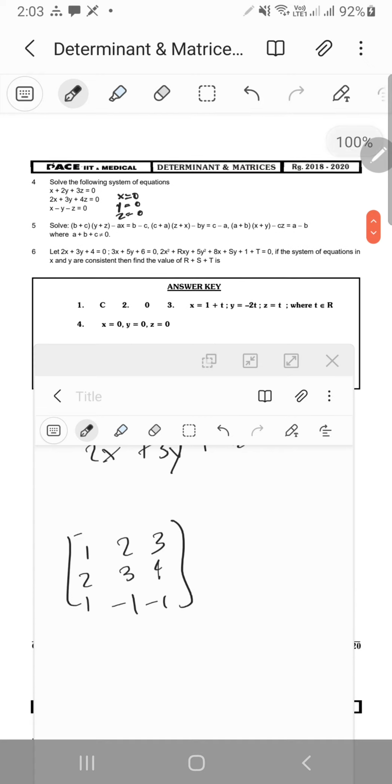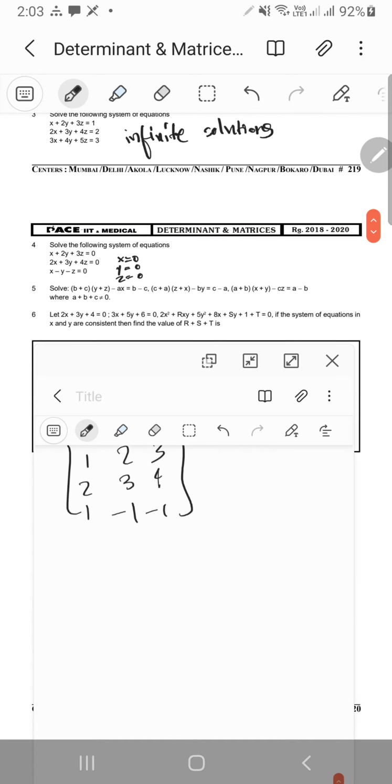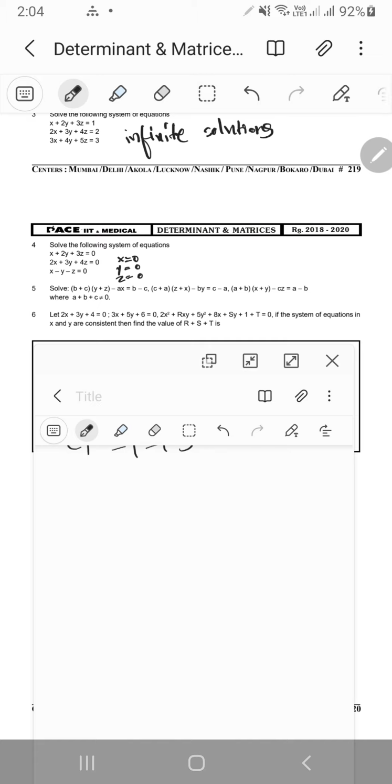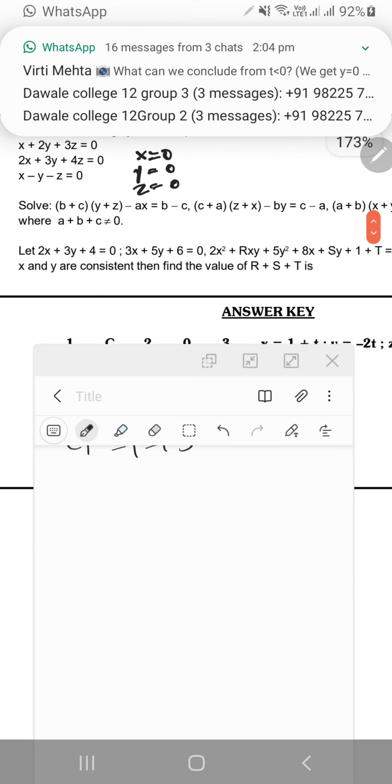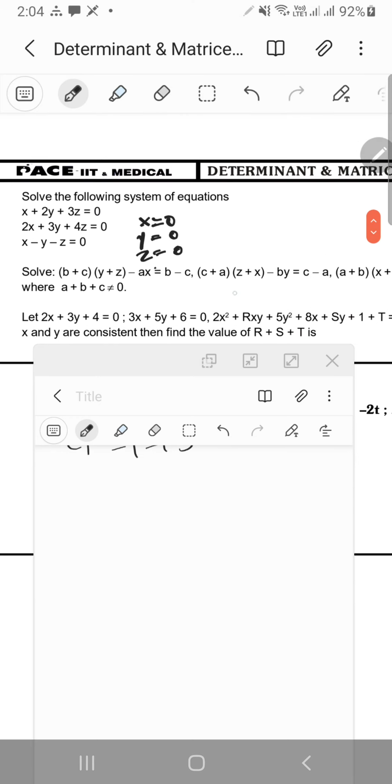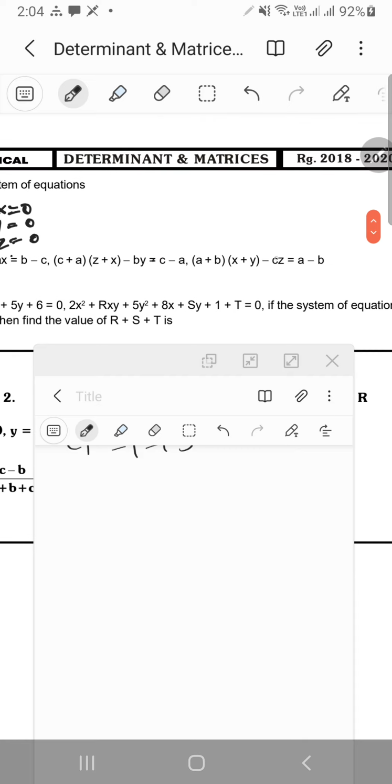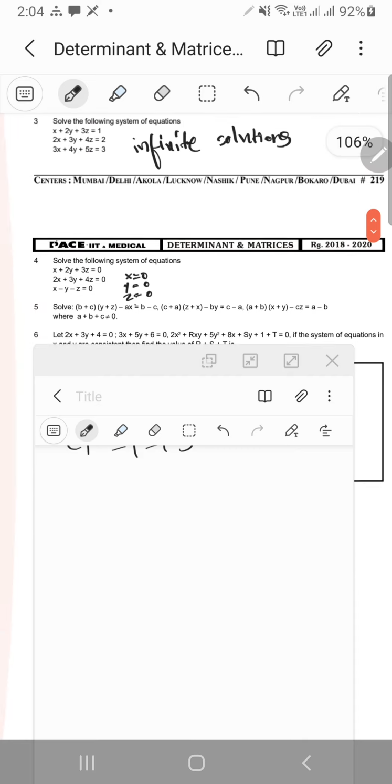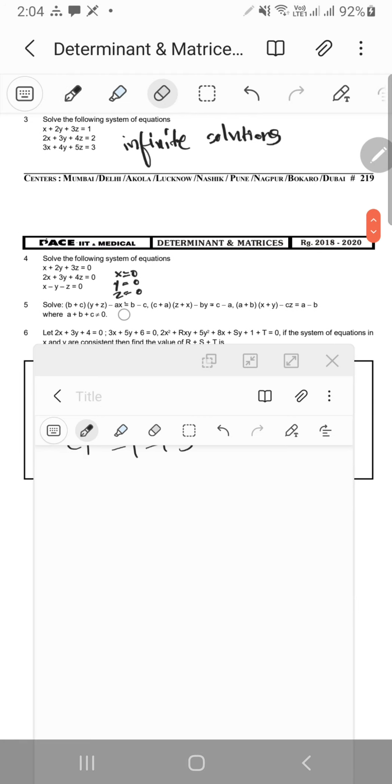Next question. I don't want to see the answer. Solve b plus c into y plus z minus ax equal to b minus c. Okay, how many equations do you have? This is 1, this is 2 equations, and that's 3 equations. Oh, this is going to be not good.